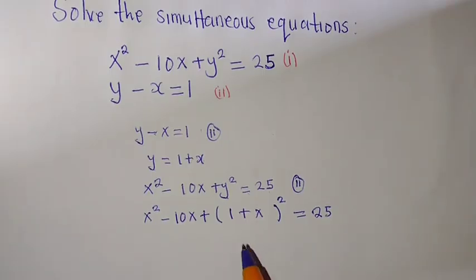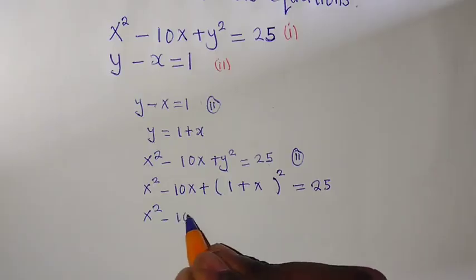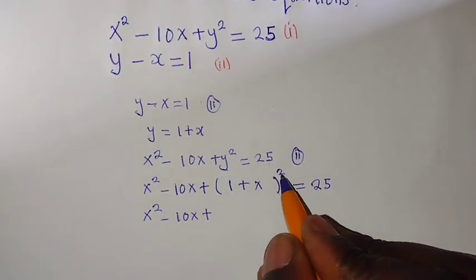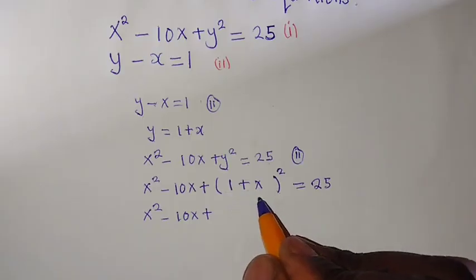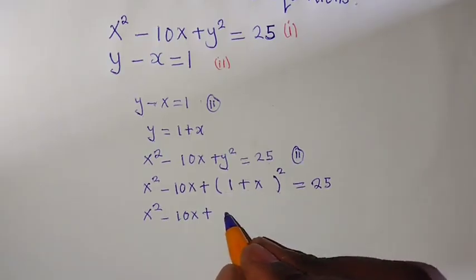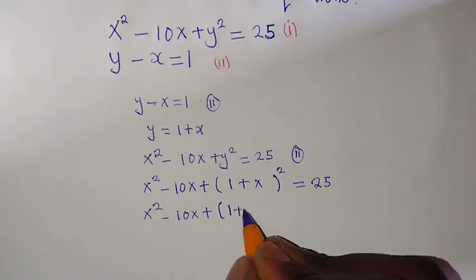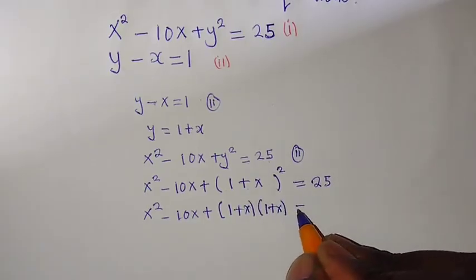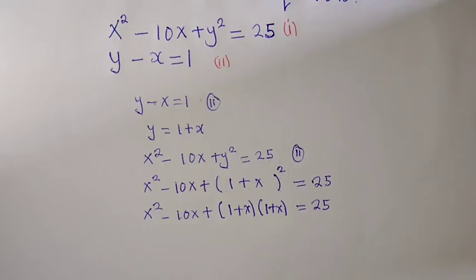Then from this stage, you can try to expand this 1 plus x. So we can write x squared minus 10x plus 1 plus x in brackets raised to the power of 2. It means the same expression 1 plus x multiplied by itself 2 times. We can expand it like this. We say 1 plus x in brackets, again 1 plus x is equal to 25. I'm doing this so that you are able to follow through.